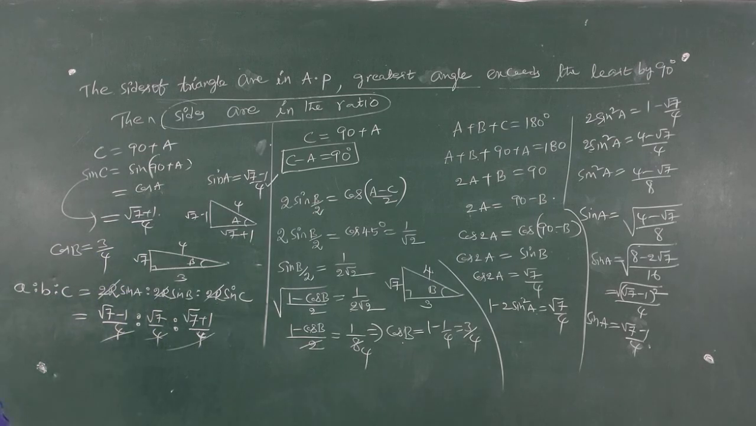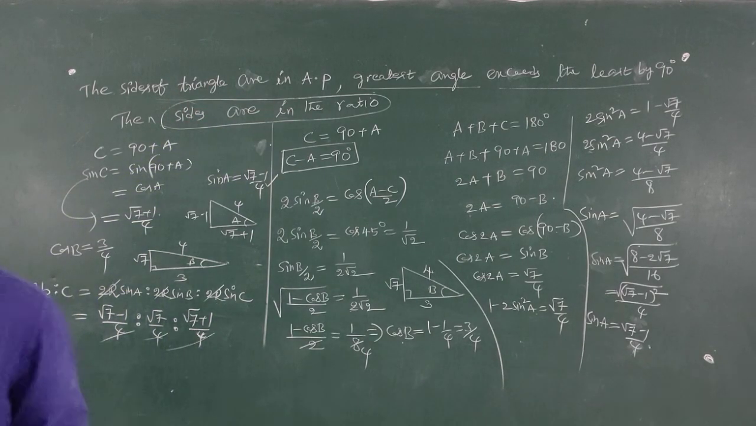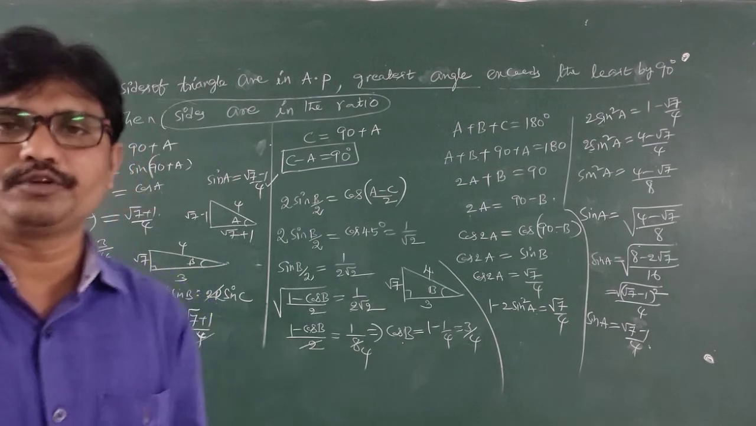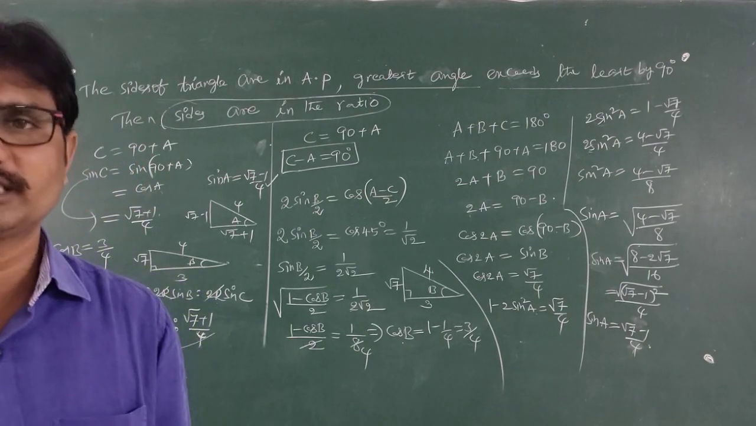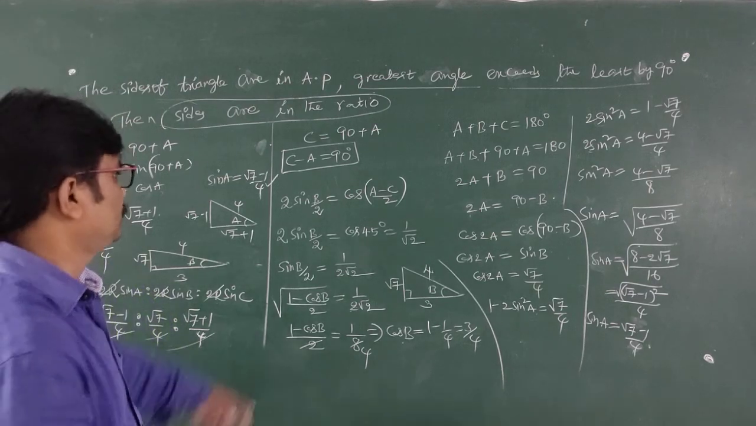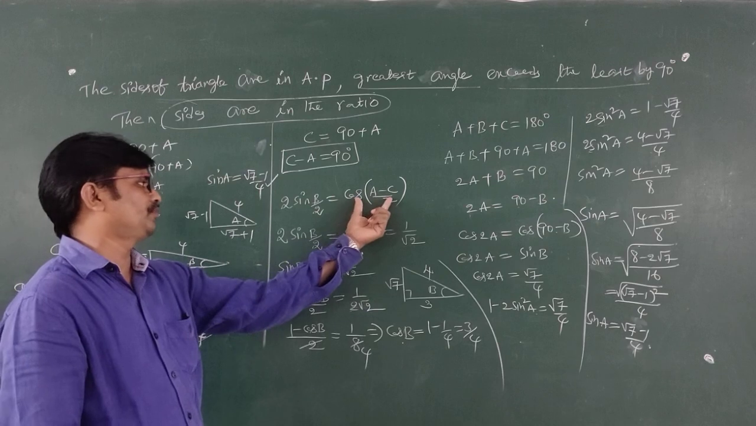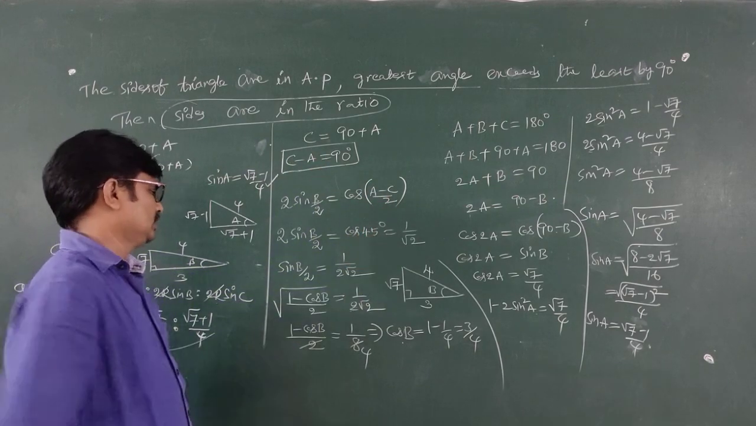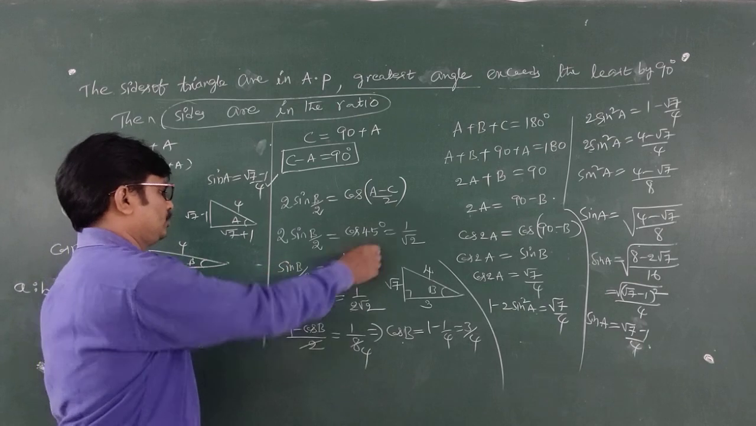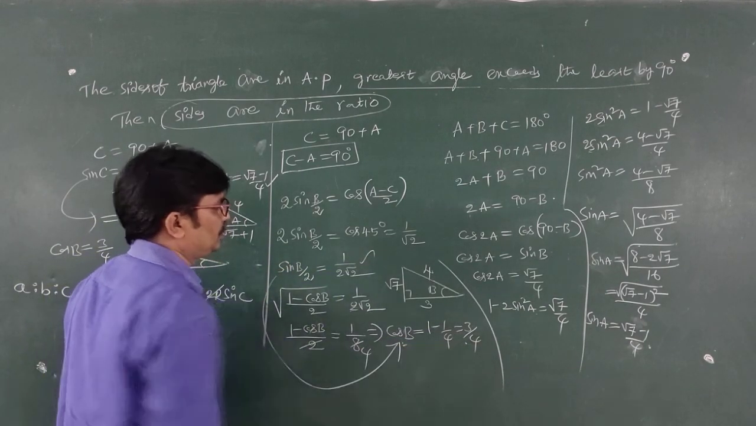How to find this, students? First we take a, b, c are in AP. That is 2b equals a plus c. So (a plus c) by b is cos of (A minus C) by 2 by sin of B by 2. After that, students, sin B by 2 equals cos of (A minus C) by 2. A minus C is 90, by 2 is 45. That's why we got sin B by 2 equal to 2 root 2. From this we have to find cos B, 3 by 4.